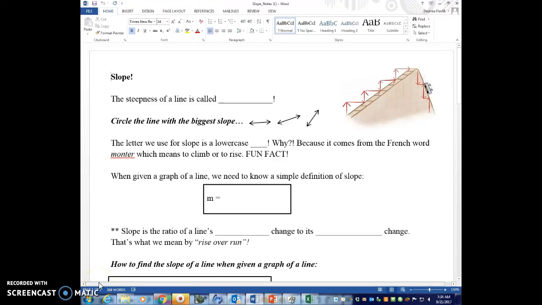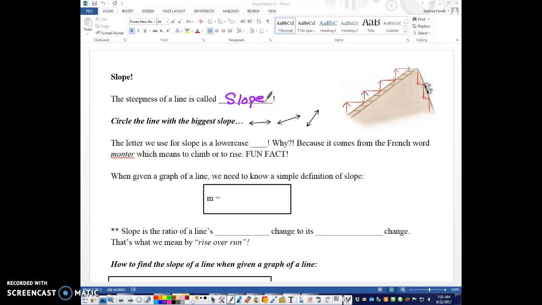Okay, so let's look at our slope notes. You should have this paper in front of you, slope notes. The steepness of the line is called the slope.